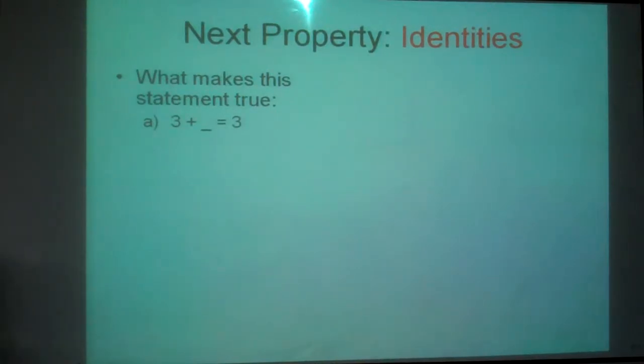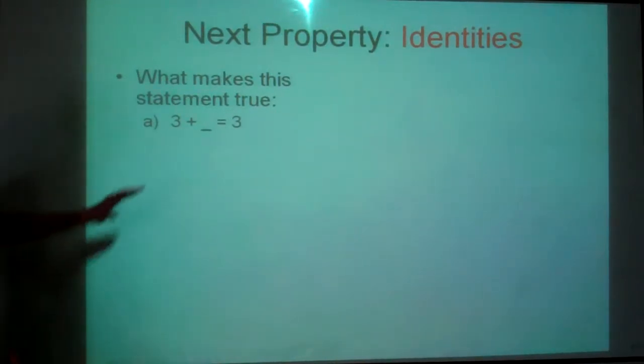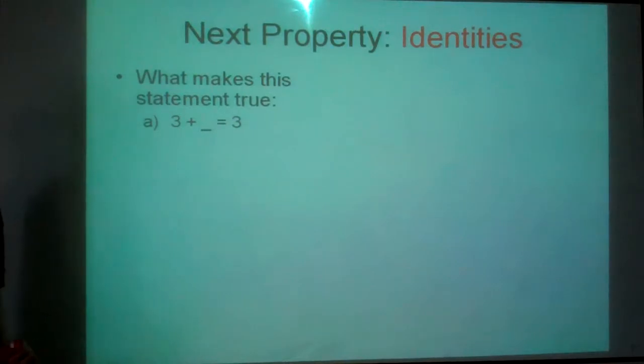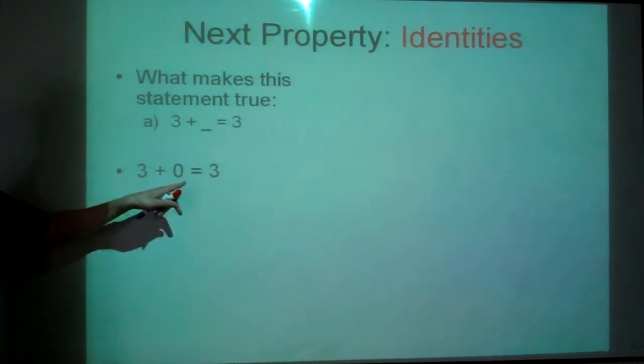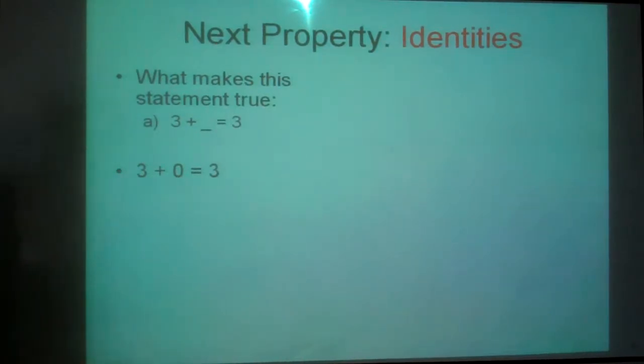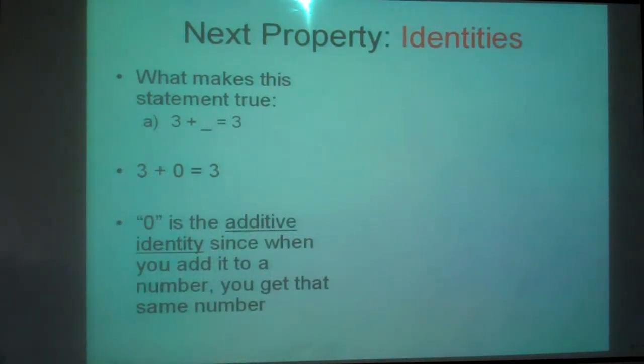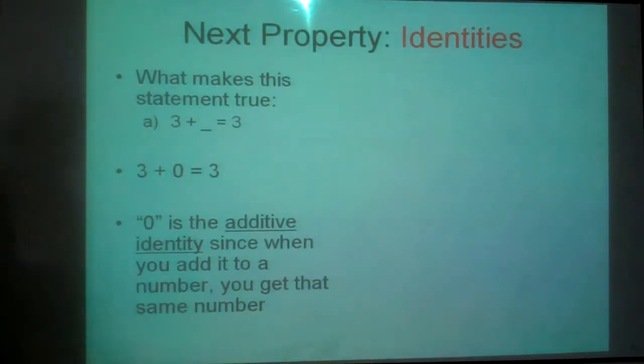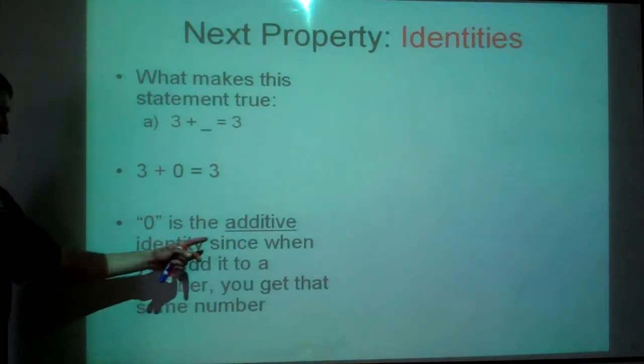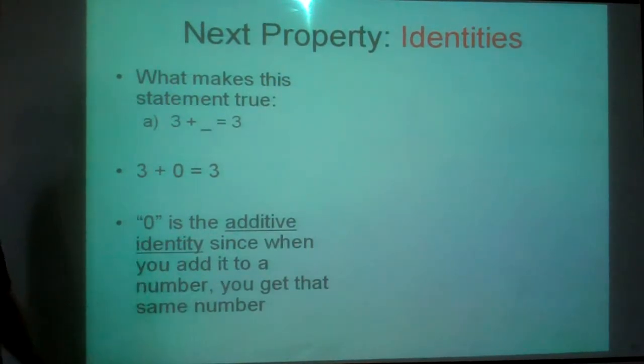And basically we're looking for what makes the statement true. 3 plus what equals 3? Well, we should be able to fill that blank in with a 0. 3 plus 0 equals 3. So we call 0 the additive identity, since when you add it to a number, you get that same number. So it doesn't matter what number we're adding to 0. If you add anything to 0, you're just going to get that same number. So we call this the additive identity, and that is 0.